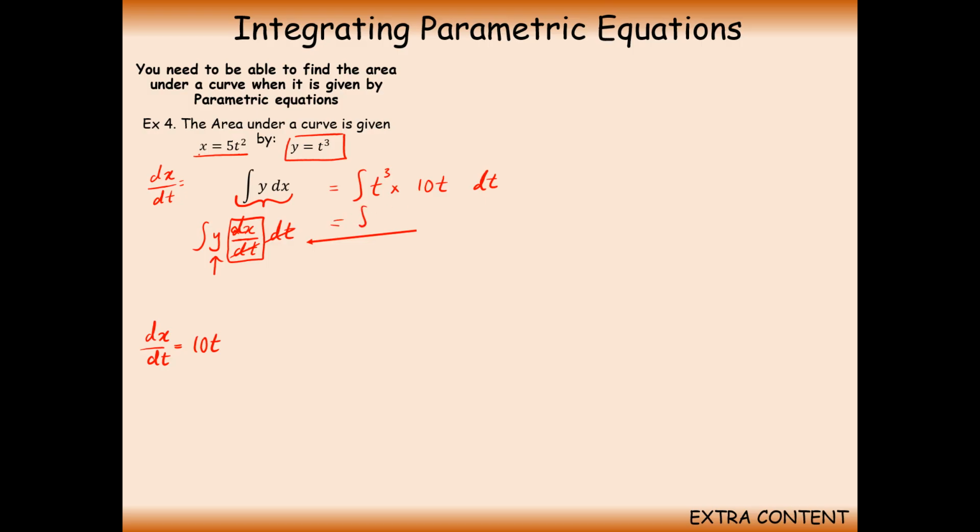So we can factorize the 10 out of the integral. This t with that t will give us t to the power of 4, and t to the power of 4 integrated will be 1/5 of t to the power of 5. Now that 10 over 5 will give us 2t to the power of 5. We don't have any limits in this integral, so we put the plus c. That's it. As easy as this.